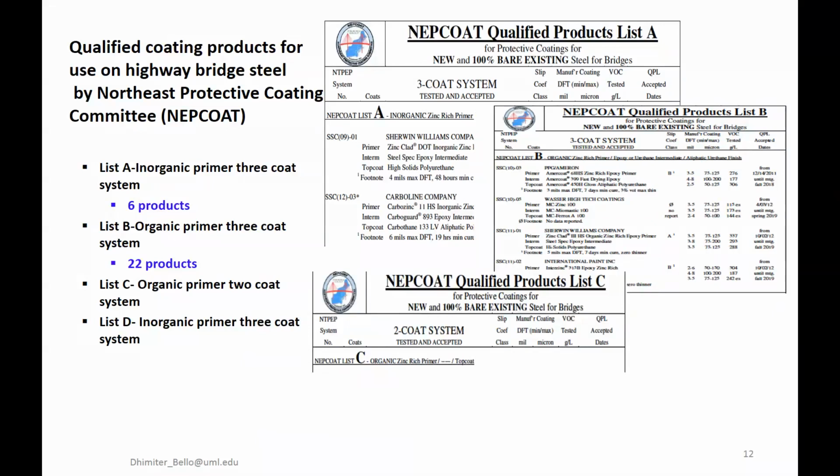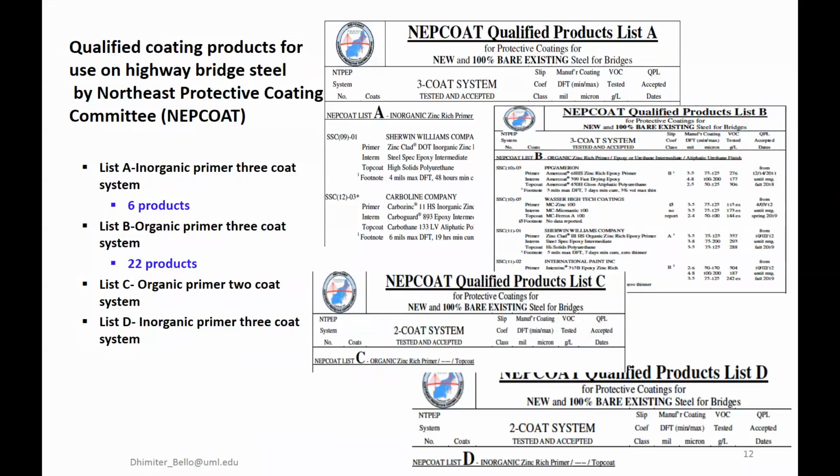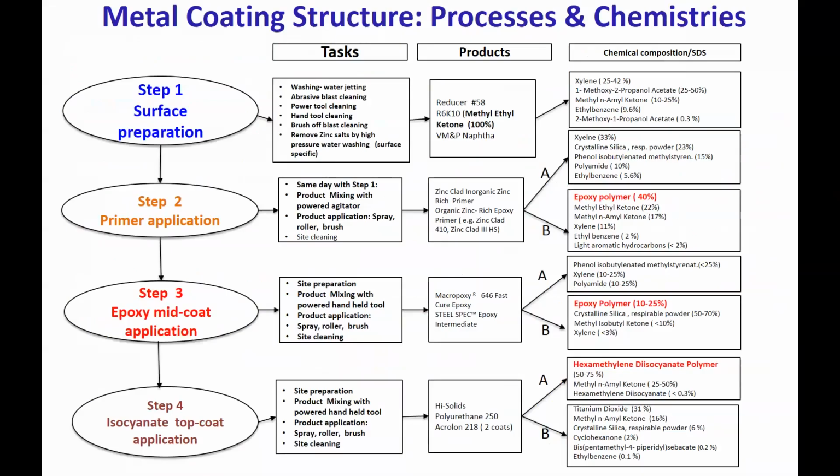List A has 6 recommended products. List B has 22 products. There is more variety in the compositions or the chemistry of those products.